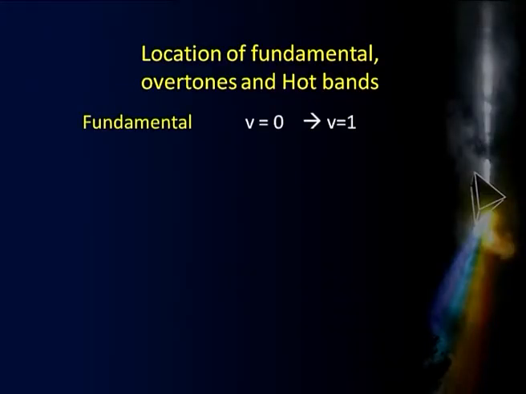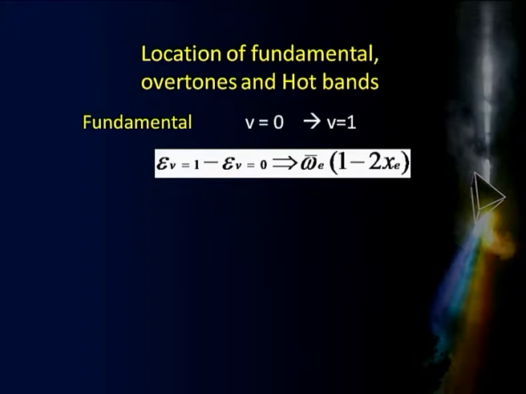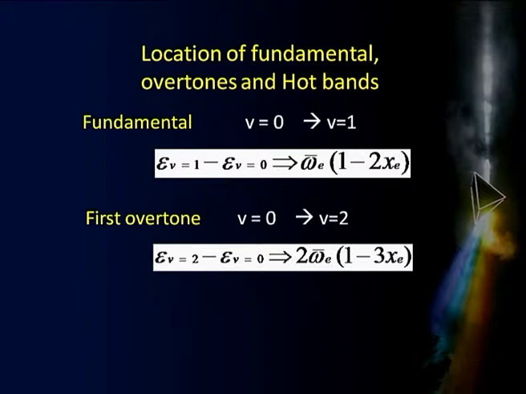Okay. So, with that let us try to see where these are located. The fundamental is from V equal to 0 to 1. We substitute the expression there, and we find it comes out at omega E (1 minus 2 XE), that is the location of my fundamental. You remember that we have done all that in the vibration spectrum in detail. The first overtone will be from V equal to 0 to 2, and that will be located at 2 omega E (1 minus 3 XE).